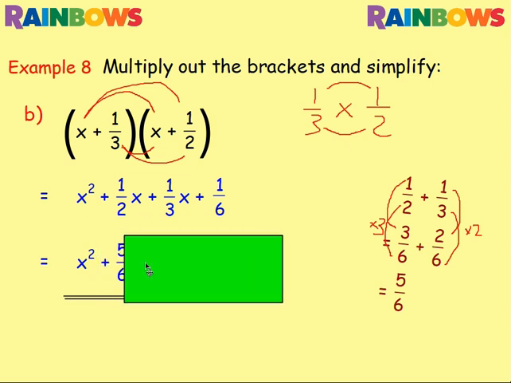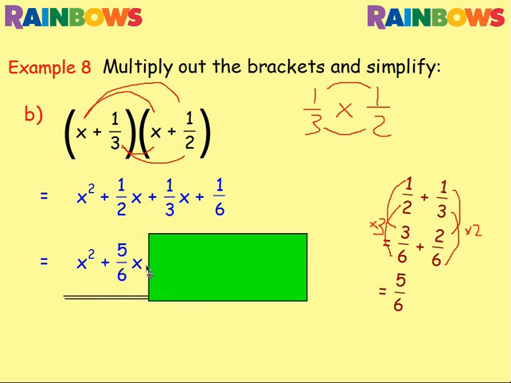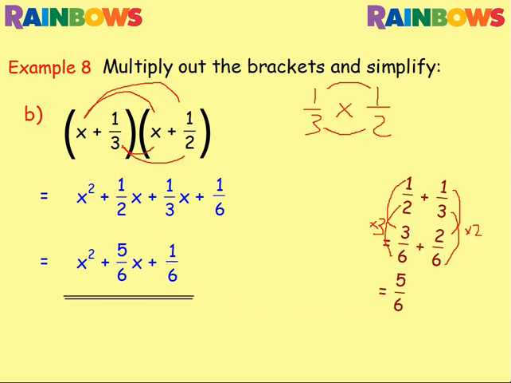Remember, that was how many x's you've got, so it's plus 5 sixths x. And plus the sixths would just stay as it is. So that would be your answer.